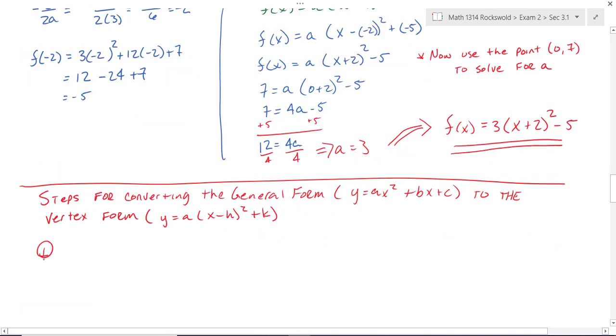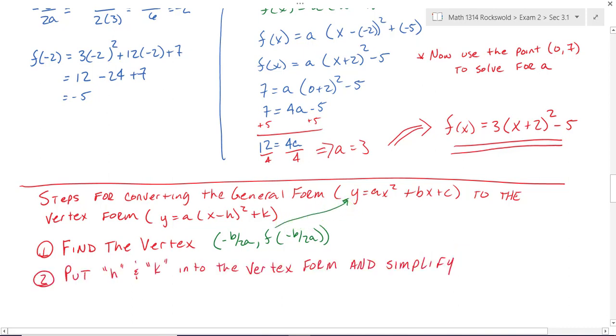So these are the steps for converting the general form y equals ax squared plus bx plus c to the vertex form y equals a times x minus h squared plus k. The first thing you want to do is find the vertex. And this is what you use to find the vertex. The x value of the vertex is negative b over 2a. Once you know what the x value is, plug it back into the function and solve for y. And the function I'm talking about is this function right here.